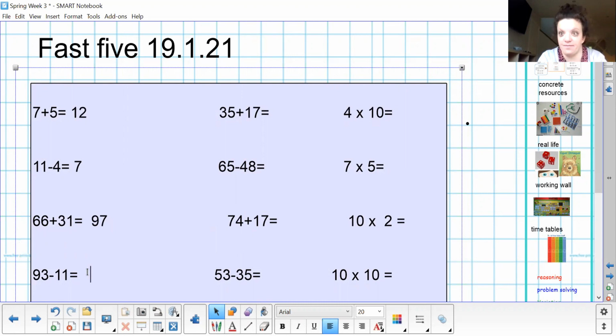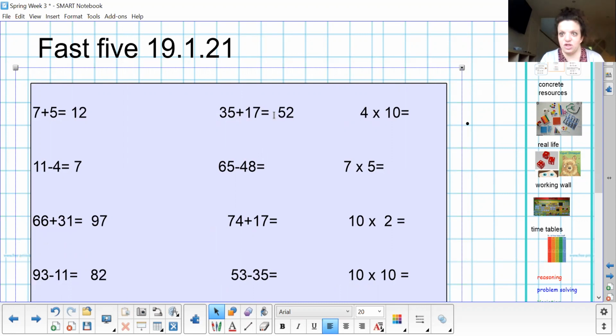93 take away 11, I'm going to take away my 10, so I'll get 83 and then take away my 1, so I'll get 82. 35 add 17, I'm going to do 35 add 10, so I'm going to get 45, and then add my 7 is 52, but you may have done your drawing methods, which is absolutely fine. 65 take away 48, so I'm going to do 65 take away 40, which will get us down to 25, and then take away 8, which will get us to 17.